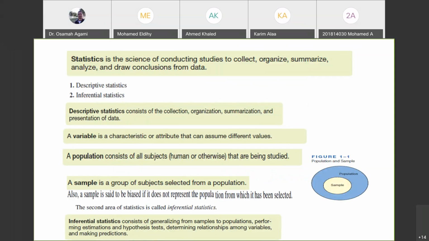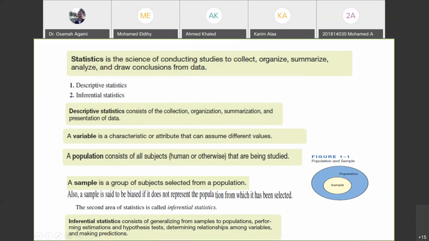We just know we have types of statistics, descriptive statistics and inferential statistics. And we know the descriptive statistics consists of the collection, organization, summarization and presentation of the data, presented in tables or presented in graphs. This is only the descriptive statistics. Okay.